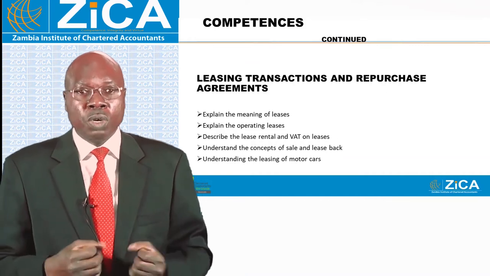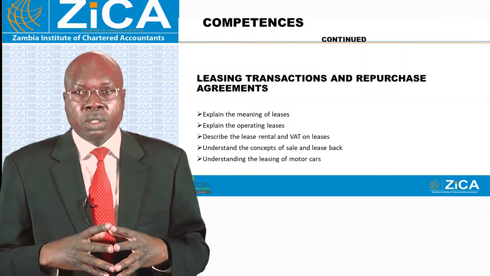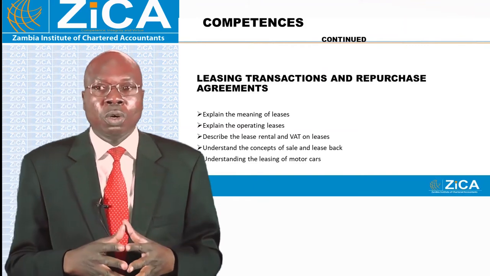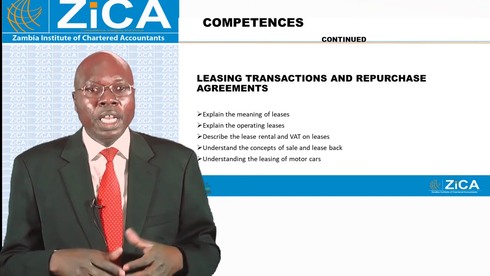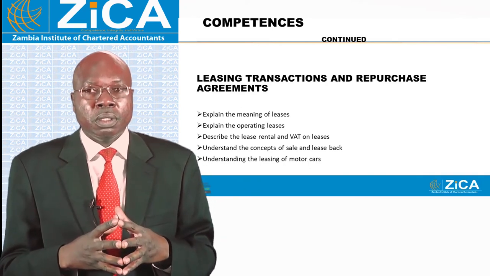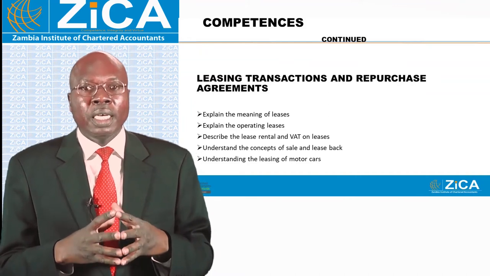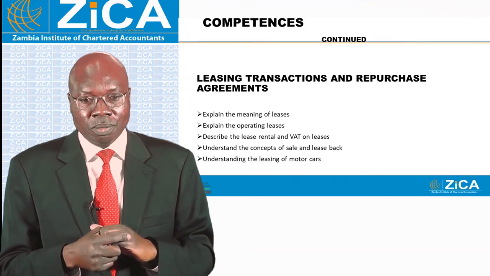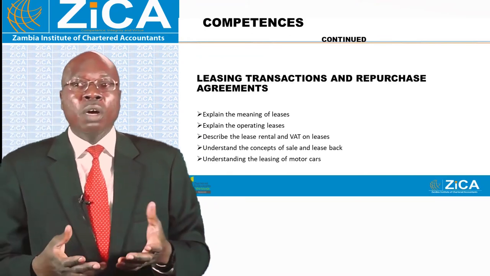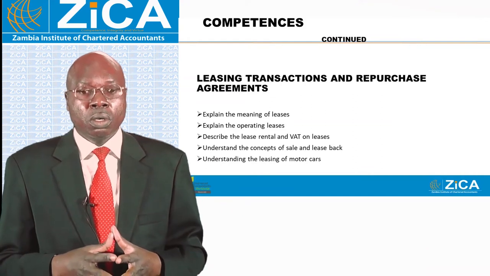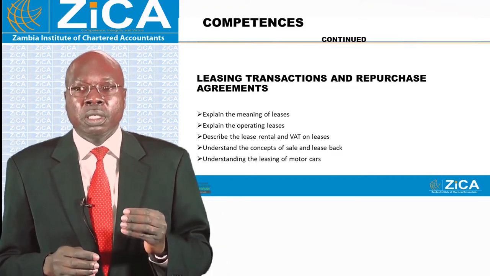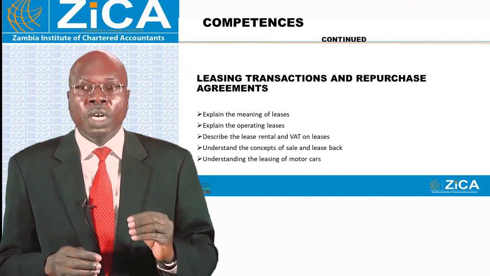When you acquire an asset, when you hire an asset or lease an asset, you cannot just use an asset free of charge, and therefore you will be paying some consideration. And this consideration is what we call the lease rental. In the context of value-added tax, lease rentals that are paid by the lessee are chargeable for value-added tax. And therefore, a trader must be aware that if they are going to acquire an asset on a lease arrangement, there is a component of the lease rental which will be subjected to value-added tax.